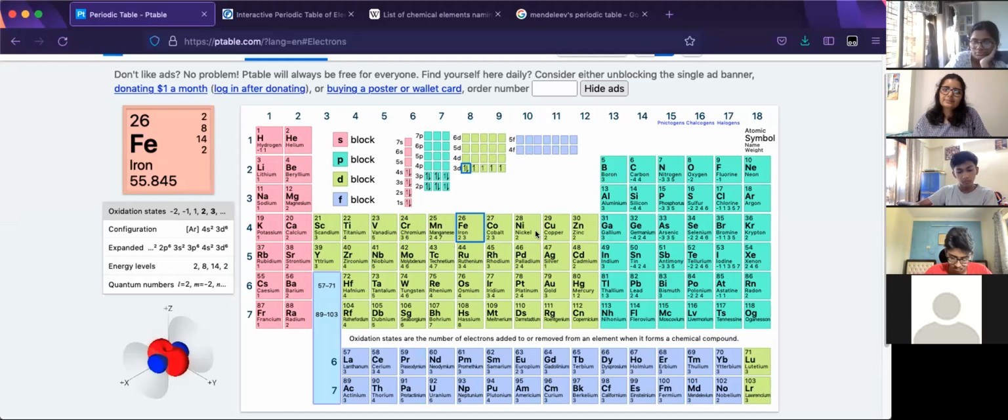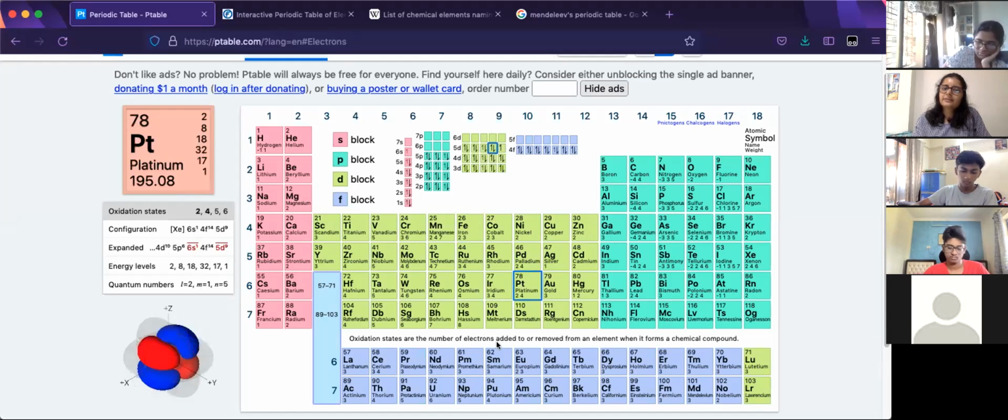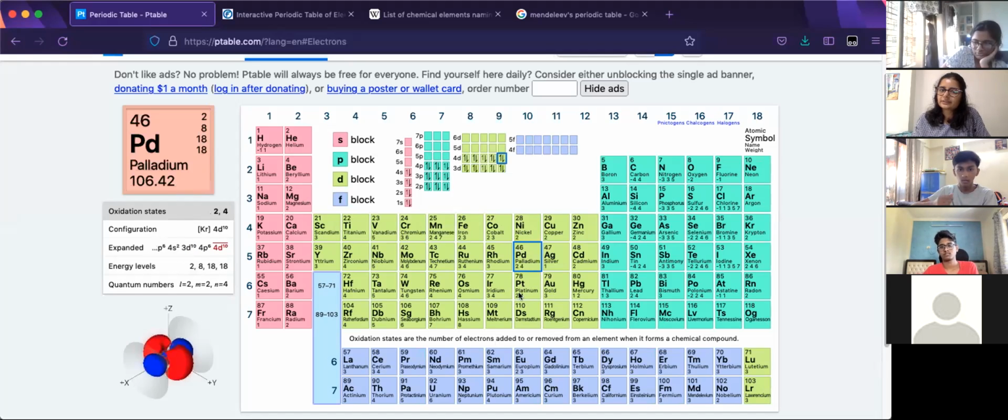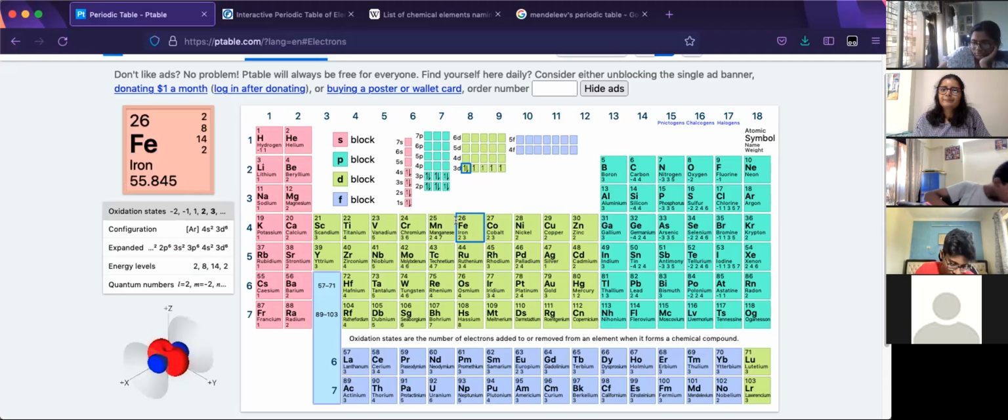Like nickel is a popular catalyst in hydrogenation. Palladium, platinum are also used, like this whole group is a popular catalyst. Iron is used as a catalyst in manufacture of ammonia. So that way, a lot of D block elements act as catalysts. Okay. So these are all the properties of D block.